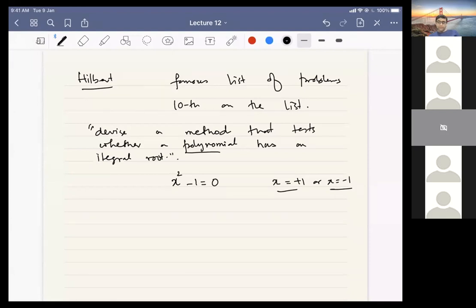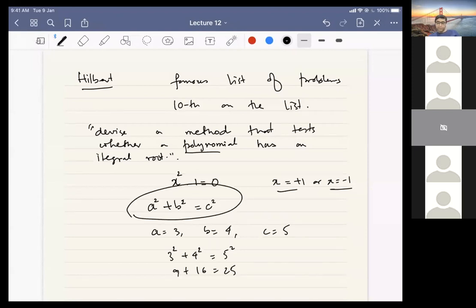Not all polynomials are similar, and not all polynomials have just one variable. For example, look at this polynomial: a squared plus b squared is equal to c squared. Do we have integral solutions for that? Yes. For example, if a equals 3, b equals 4, and c equals 5, then 3 squared is 9, plus 16 is 25. These are called Pythagorean triples, which come from the right angle triangle. There exist multiple Pythagorean triples which satisfy this equation.